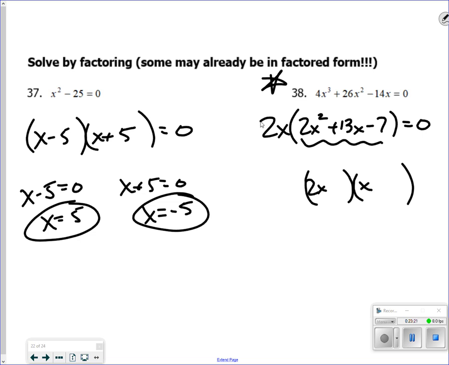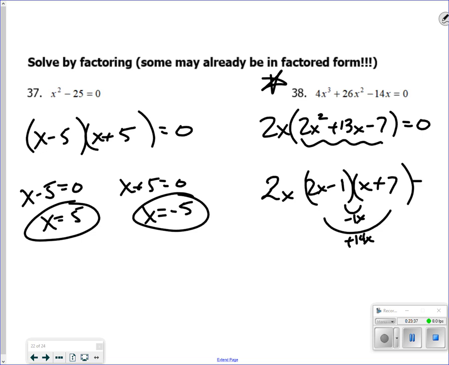So I'm going to do 2x and x. And then I need factors of 7. So I'm going to do 7 and -1. I'm going to check it. And it does add up to the middle. So if you are not a guess and check person, obviously you would need to do that in another method.